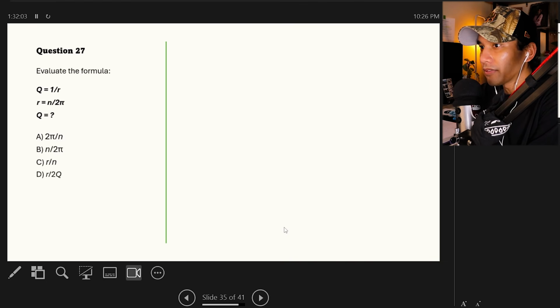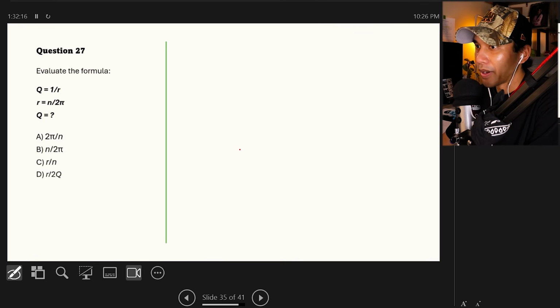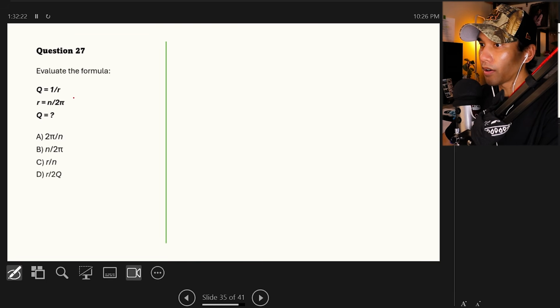Okay, evaluate the formula. Q equals 1 over R, R equals N over 2 pi, Q equals question mark. So this one is meant to trick you like it's one of the hardest problems. But those word problems are harder than this. This is actually an easy problem. So you would just get this R and substitute it in here. And you just need to know basic algebra to figure this out.